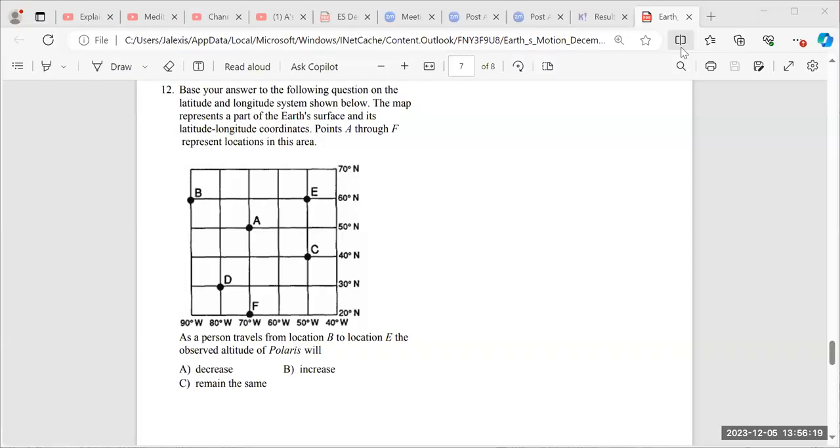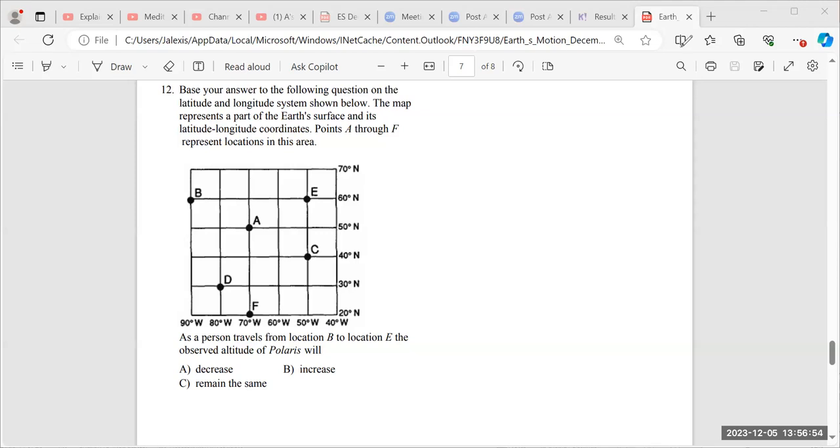Number 12. Base the answer to the following question on the latitude and longitude system shown below. The map represents a part of the Earth's surface and its latitude, longitude coordinates. Points A through F represent locations in this area. And so the question says, as a person travels from location B to location E, the observed altitude of Polaris will do what? All right. Well, what do we always say?